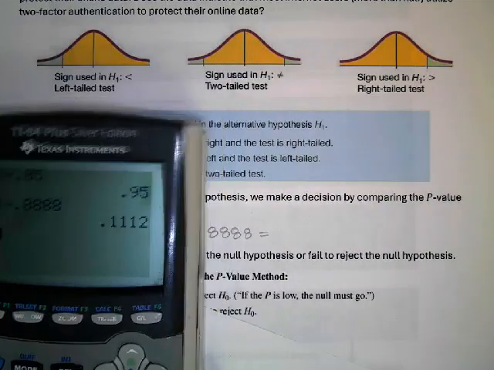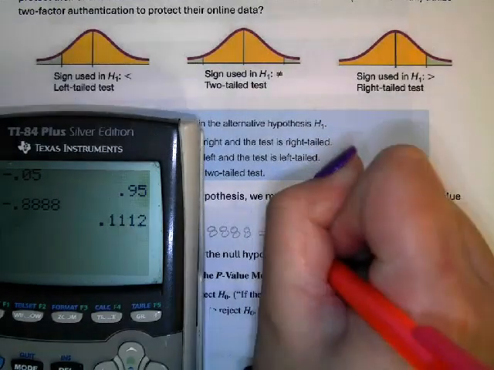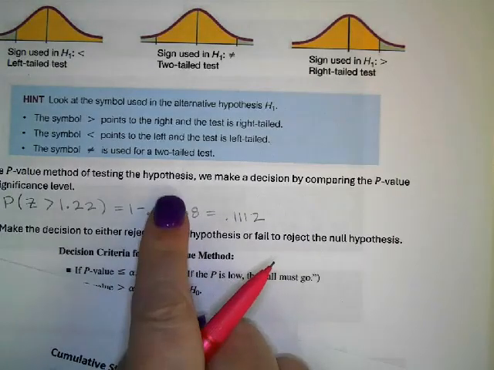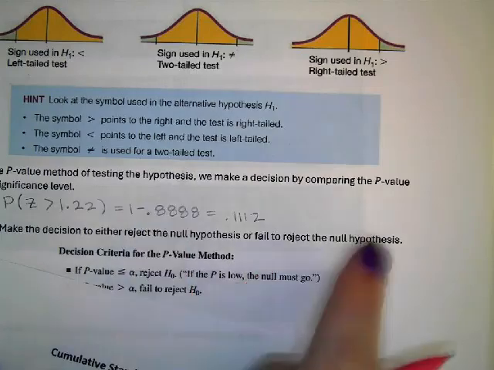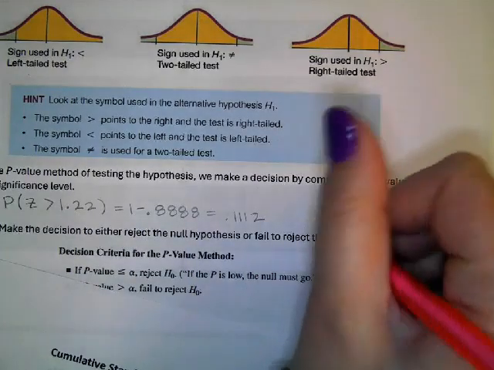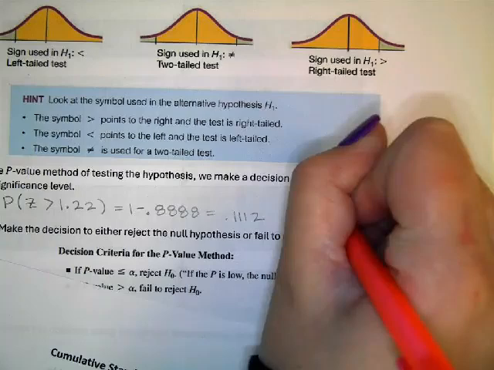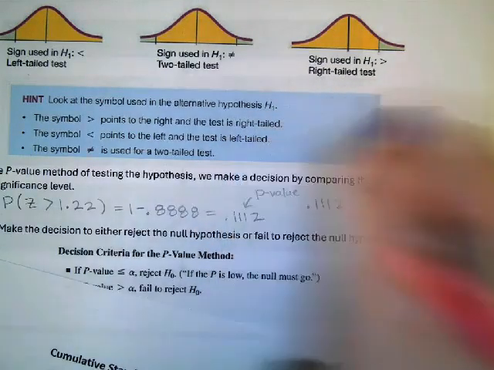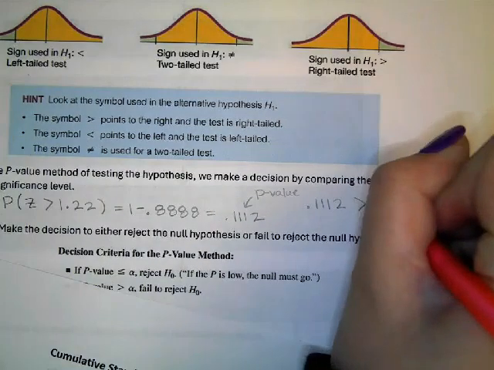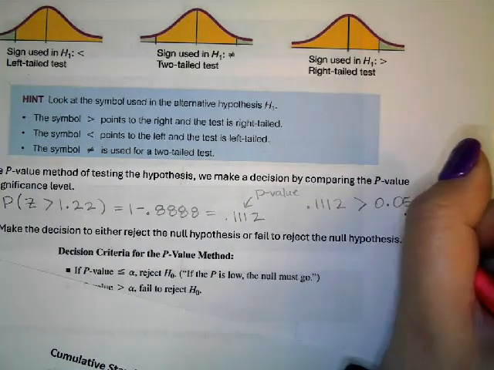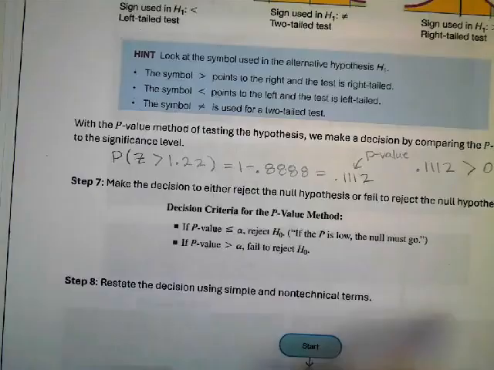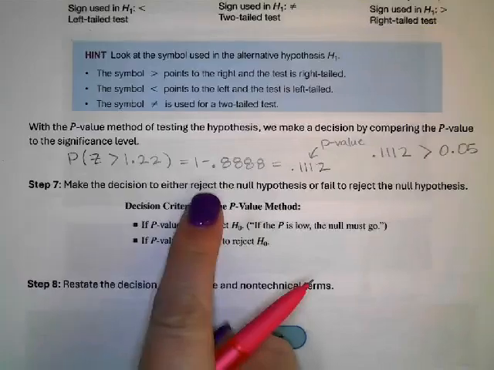Okay, and we make a decision about our hypothesis and whether our null hypothesis should be rejected or not rejected by comparing it to the significance level. So 0.1112, this is our p-value, is greater than 0.05. This is our alpha value or our significance level. It is greater, okay? Now we make the decision to either reject the null hypothesis or fail to reject the null hypothesis by looking at these two rules.